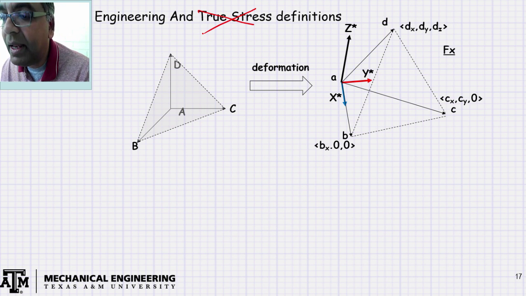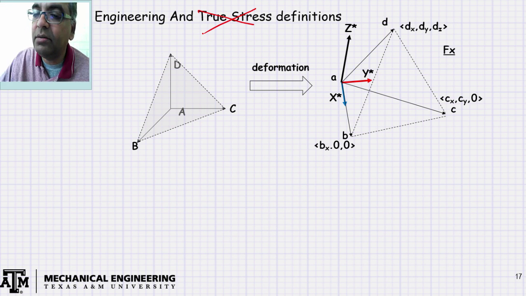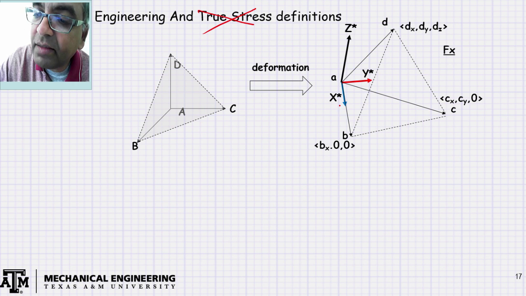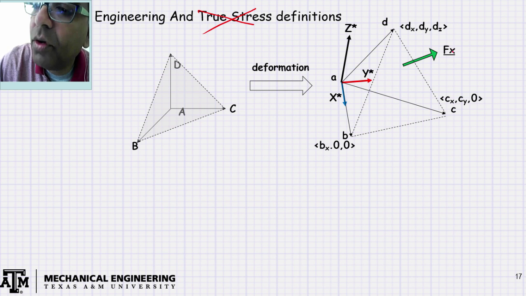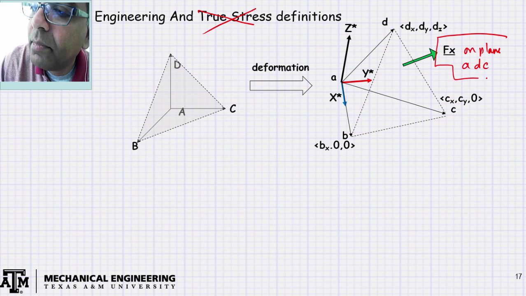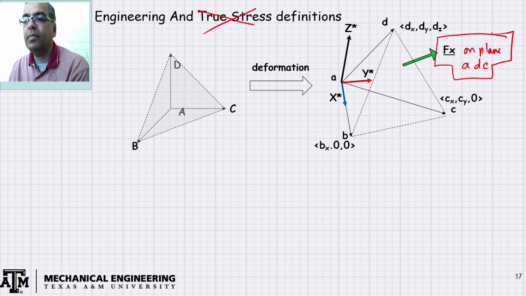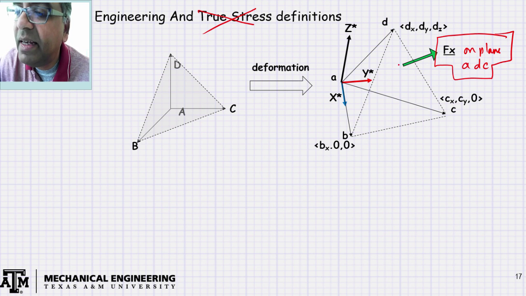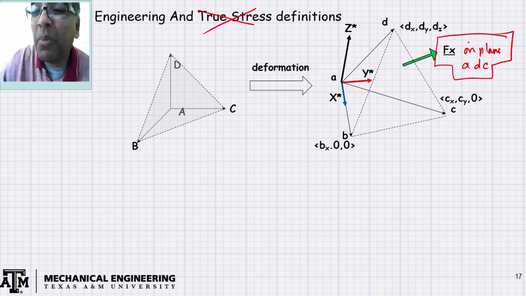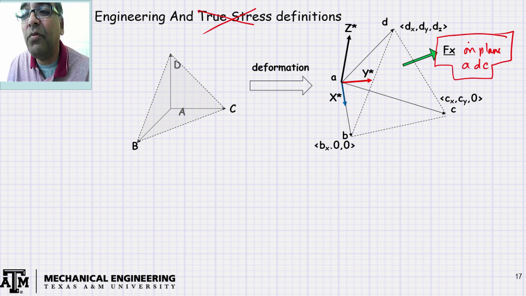Now let's look at the plane that's perpendicular to the original x star direction, which is the plane ADC. On that we have a force. This is the force on plane ADC. Similarly, you will have a force on the plane BCD, and then a force on this one, but this is supposed to be pointing backwards. So please remember, it's on the plane that you cannot see. It's on the backwards plane.